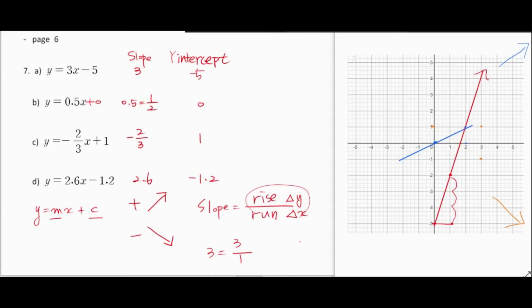And finally, it's graph D. The y-intercept is negative 1.2. It's a decimal, so it will be somewhere about here. And then we should find the slope of it. The slope is 2.6, and 2.6 equals 2.6 over 1. So when x moves by 1, the y will move by 2.6. Let's try this out. x moved by 1 block, and then 2.6 moved for y, so it will be about here. And then connecting these two points, this will be the graph for D.